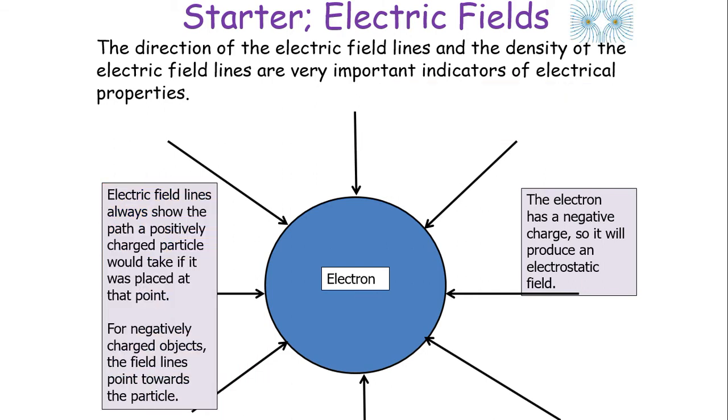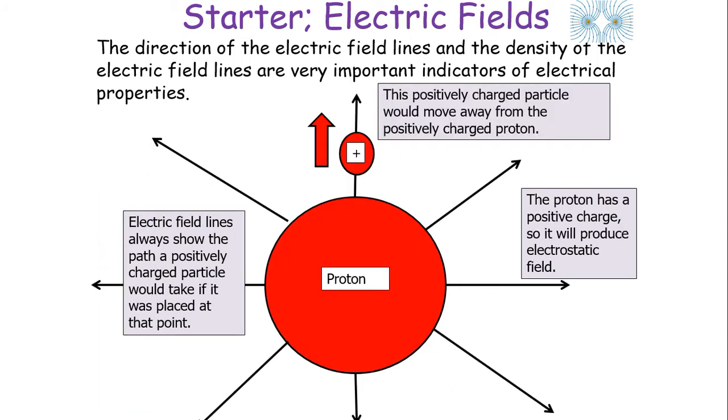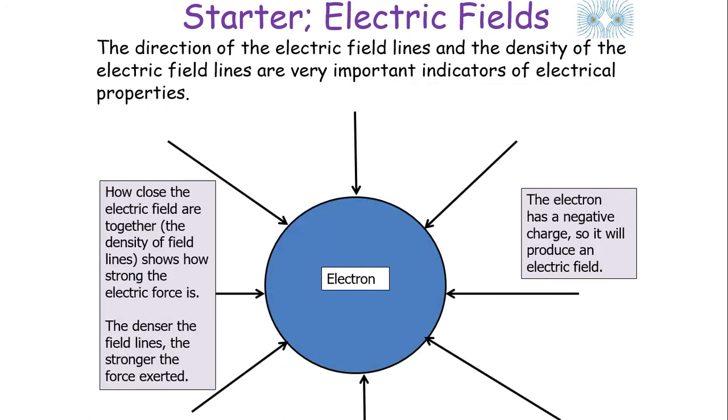So remember, for negatively charged objects, the field lines will be pointed towards that particular object, whilst for positively charged particles, the field lines will be pointing away, because a positively charged particle placed near another positively charged particle would cause a repulsion, so it would move away from it. So the field lines point away from the object, which is very, very important.